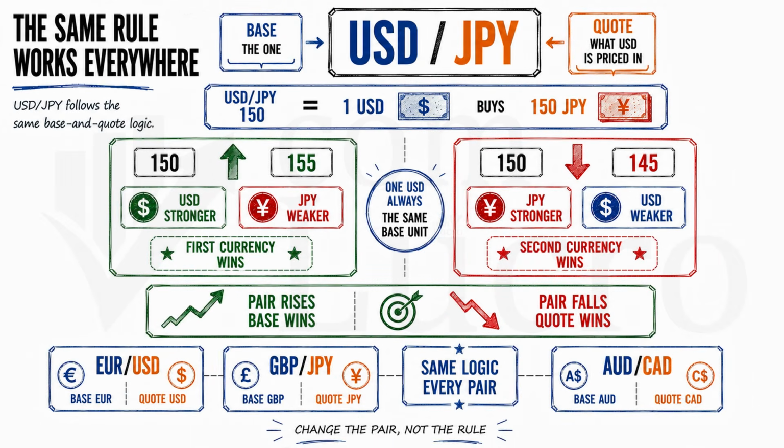And to prove this isn't just a Euro USD trick, let's do it with a different pair, because the exact same logic works everywhere. Take USD JPY, the dollar against the Japanese yen. Here, the dollar is the base, it's the 1, and the yen is the quote. So a price of 150 means $1 buys 150 yen. If that number climbs toward 155, the dollar is getting stronger than the yen. If it slides toward 145, the yen is winning. First currency, second currency. Same rule, every single pair on your screen.